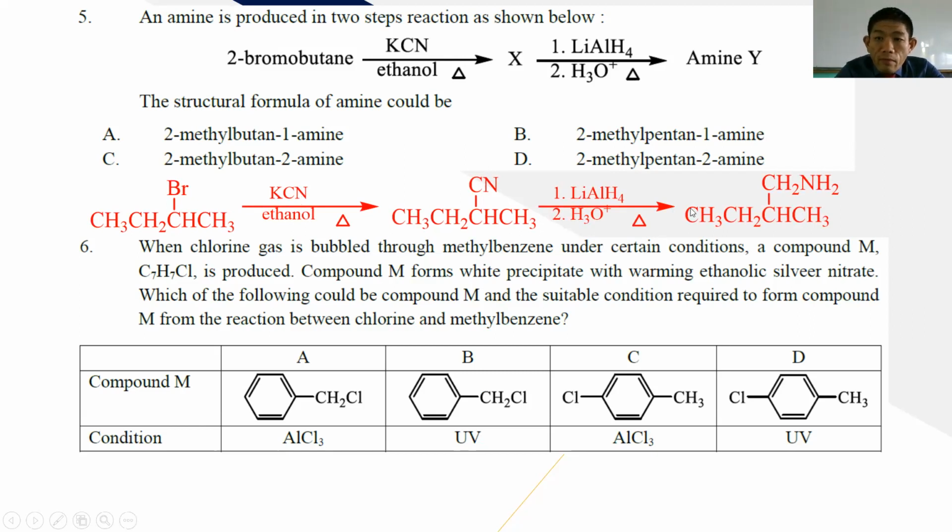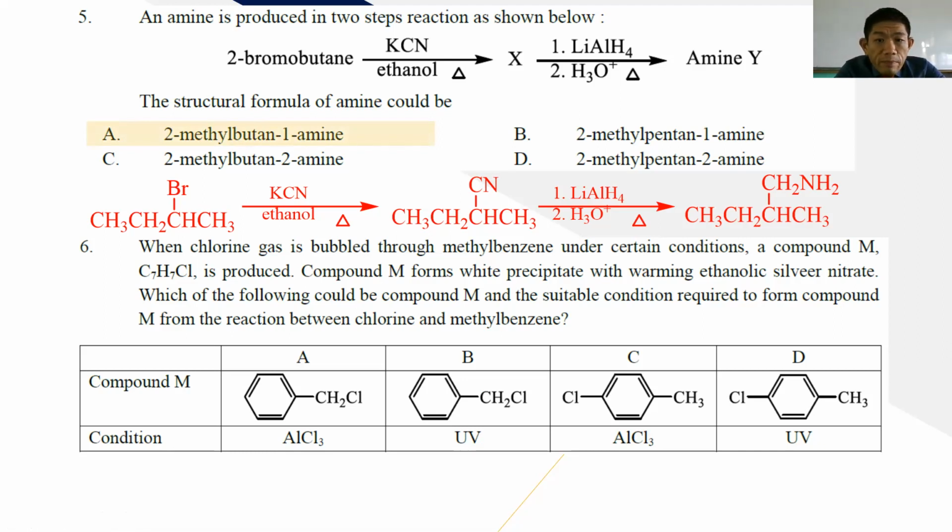So in here, the name of this is 4 carbon, 1, 2, 3, 4. So it is butane-1-amine, and you have a 2-methyl in here. So the full name is 2-methylbutane-1-amine. So the best answer in here is A.